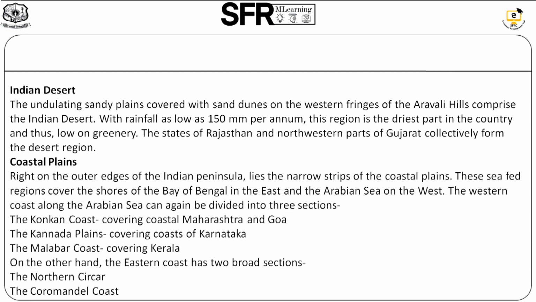The Konkan coast covering coastal Maharashtra and Goa, the Kannada plains covering the coast of Karnataka, and the Malabar coast covering Kerala. On the other hand, the eastern coast has two broad sections. One is the northern Sarkar, the other is the Coromandel coast.